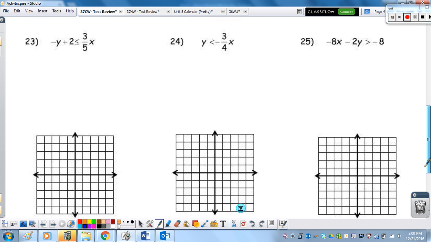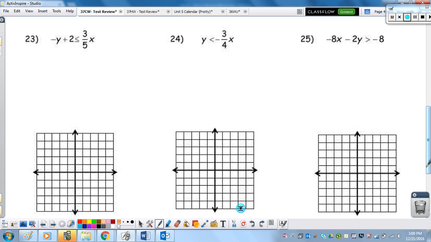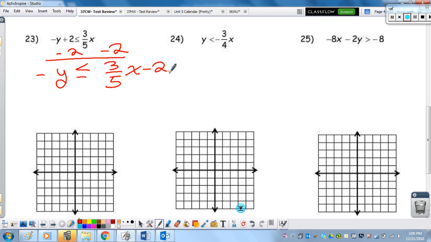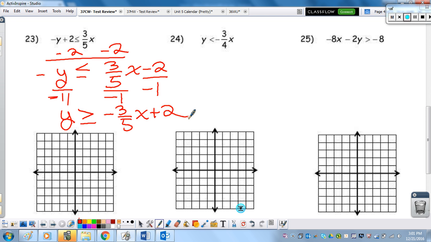We're almost done. Okay, so if you notice, your y is not by itself, so you've got to get it by itself. So I am going to subtract 2 on both sides. What you do to one side, you do to the other. Negative y is less than or equal to 3 over 5 x minus 2. Uh-oh, your y is negative, so you're going to divide everything by negative 1. It's a little slow, it's okay. So y, you flip it because you divide by a negative. That's negative 3/5 x plus 2.